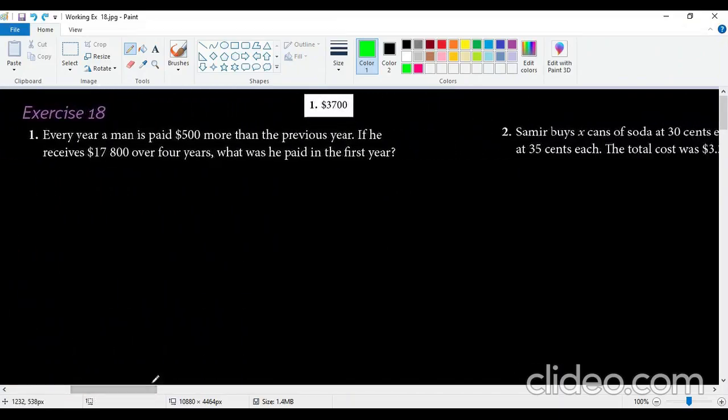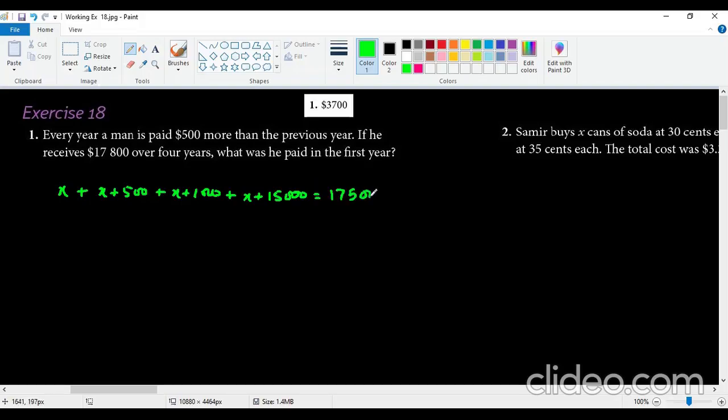The situation is that every year a man is paid 500 more than the previous year. If he receives 17,800 over 4 years, what was he paid in the first year? So in the first year, let's suppose he is paid X amount, the second year he receives X plus 500, the next year X plus 1000, and the fourth year X plus 1500. That makes a total of 17,500.